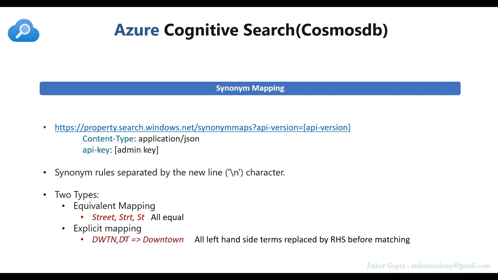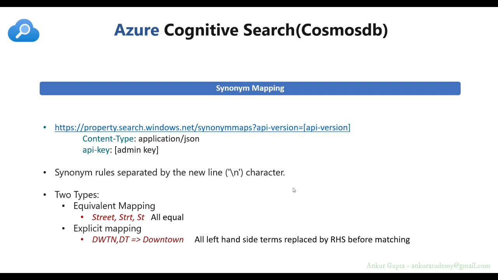And in explicit mapping, all the left hand side terms from the arrow symbol will be replaced by the right hand side term. So this can be used in cases when you know that all your documents have downtown, for example, mentioned under the local area. So you can convert all your left hand side terms or other acronyms that people can use into downtown before making the query.